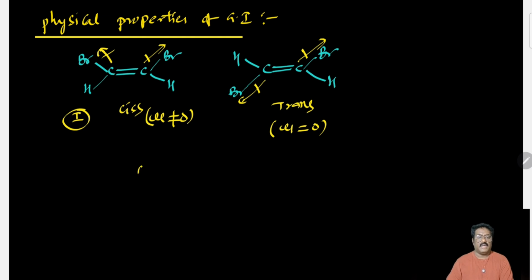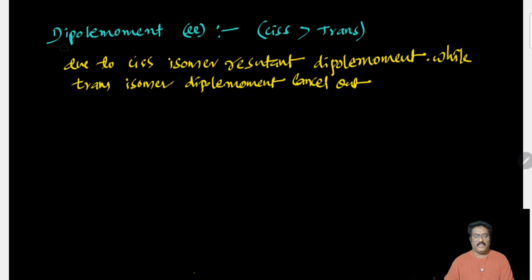Cis has more dipole moment than trans. Why? The cis isomer has a resultant dipole moment, mu not equal to 0, while in the trans isomer the dipole moments cancel out, mu equals 0. So the dipole moment of the cis isomer is greater than trans. This is the dipole moment property of geometrical isomers.